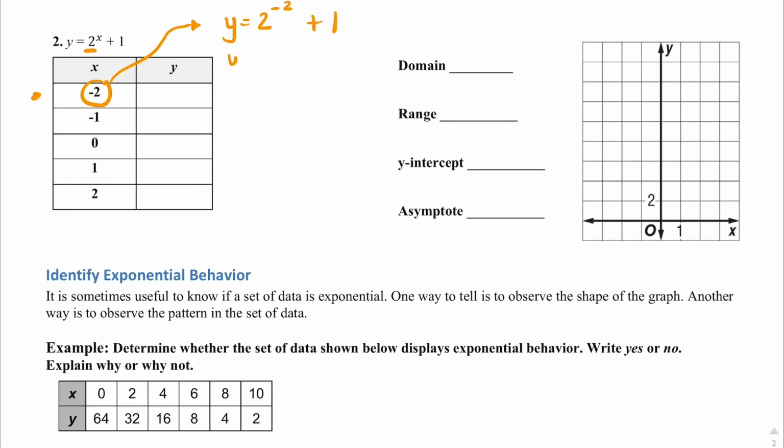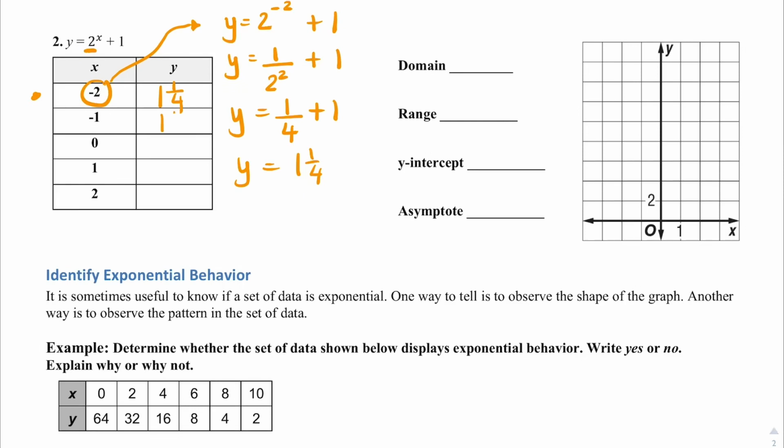Now, if I want to make an exponent positive, I put it in its reciprocal position. So 2 to the power of negative 2 becomes 1 over 2 to the power of 2, plus 1. So y is equal to 1/4 plus 1, which is quite simply 1 and 1/4. So that is how I'm going to put that value in there. For the rest of them, just to save a bit of time, I'm just going to fill in the answers, but you'll have to do the working to find the answers to all of these.